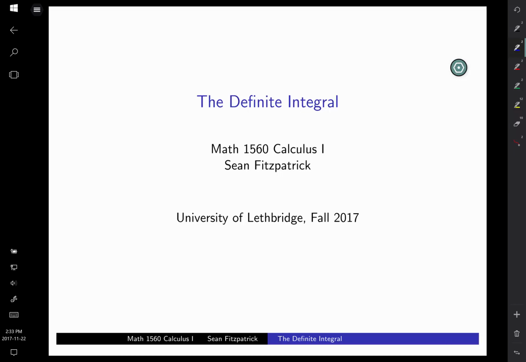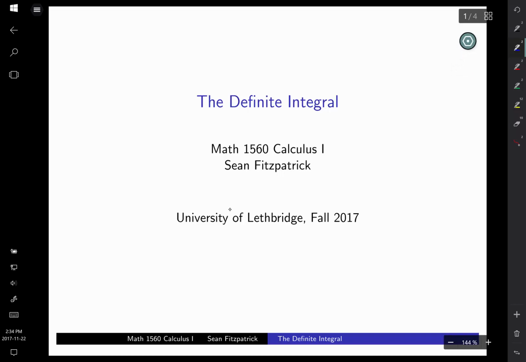Okay, so this next video for Math 1560 Calculus 1 at U of L for fall 2017 will introduce the definite integral. So we've got most of the preparation out of the way now. We've introduced the idea of using rectangles to approximate area under a curve. We've looked at partitions. We've done pretty much everything except for write down the definition.